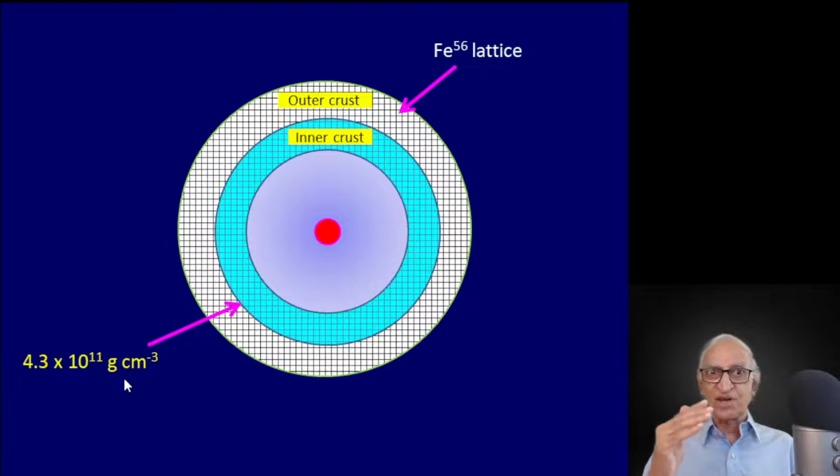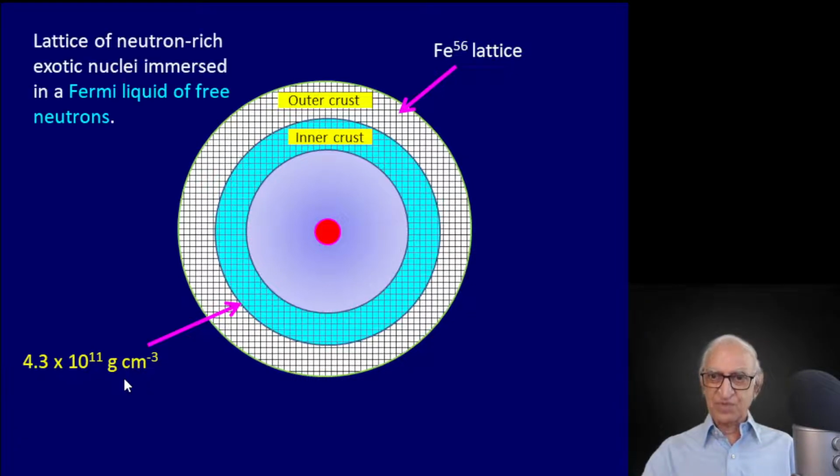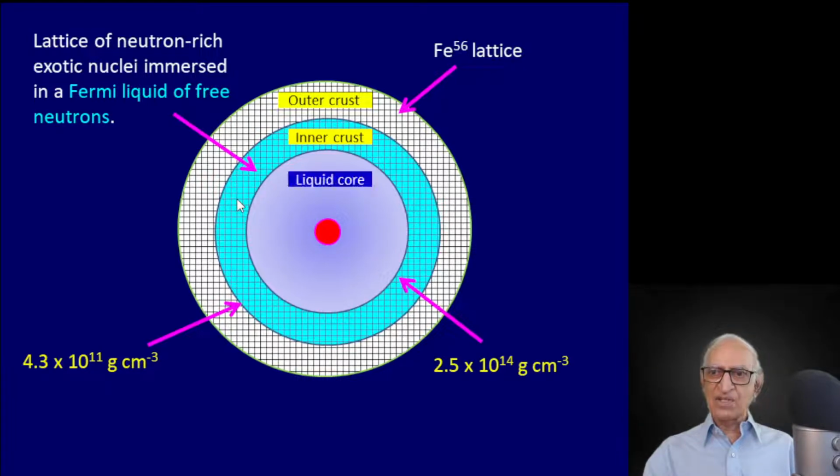Electrons disappear, protons disappear, and neutrons appear in their place. And then what you have here is a lattice of exotic nuclei immersed in a fluid of neutrons. And then above the nuclear density, you have a liquid core consisting of 95% neutrons and 5% protons.